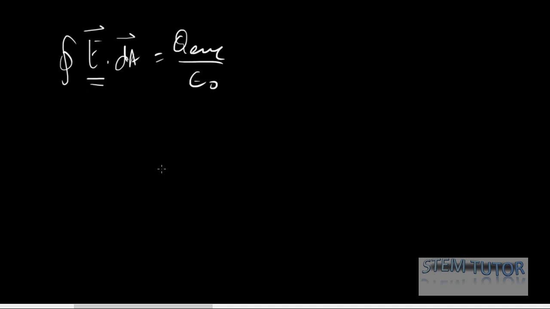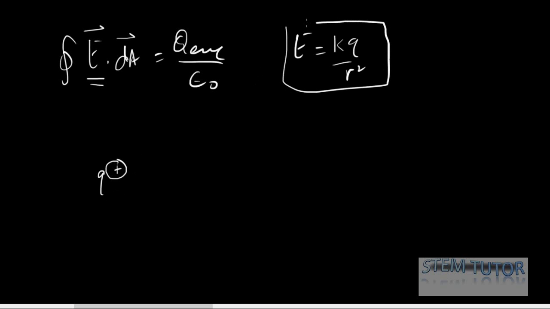Suppose that you have a point charge Q and you want to find the electric field that's produced by this Q. Remember, the electric field produced by a point charge is equal to kq over r squared. So we already know the answer from a previous video, but here let's do it using Gauss's law.